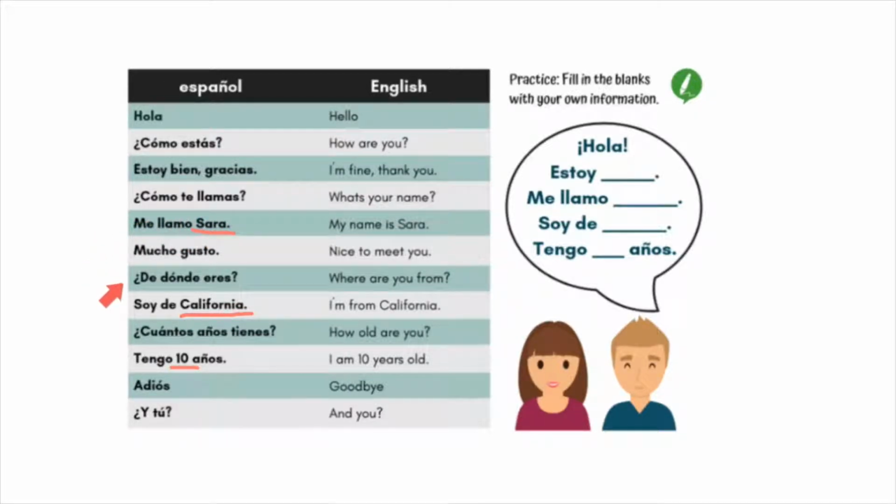¿De dónde eres? Your answer should be soy de, and then like I said, the city, state, or country. ¿Cuántos años tienes? And your answer should be tengo, and then a number, años.